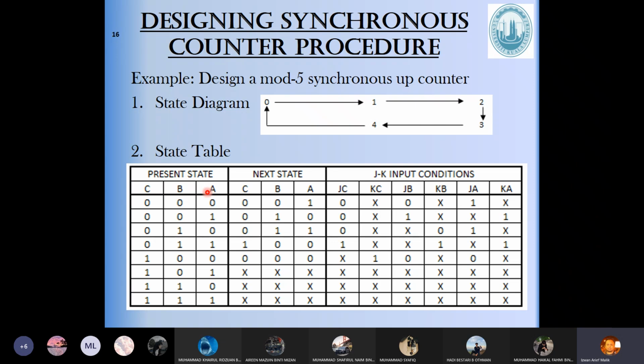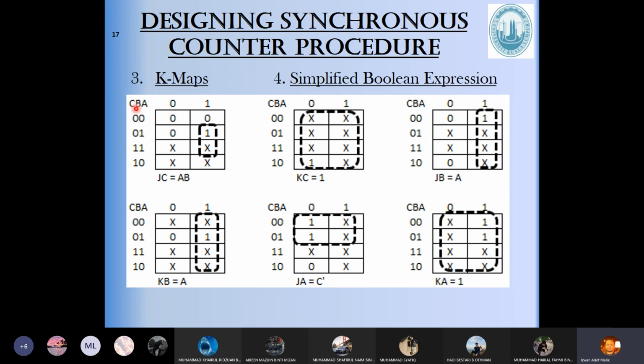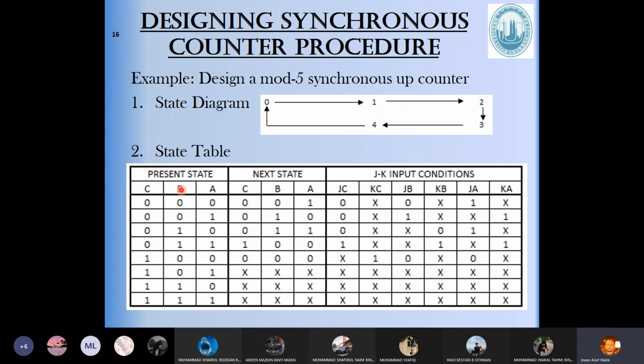So I'm using CBA. That means for the K map I'll also be using CBA, and the drawing as well I'll be using CBA. So don't worry, if you use ABC there's no problem, it won't be wrong as long as you stay consistent. If this is ABC, then this is A, this is B, this is C. For mine, this is CBA because I'm using CBA, so C will be the MSB and A will become the LSB.